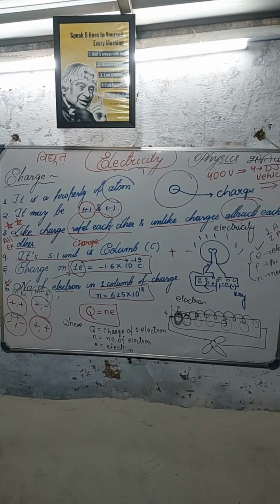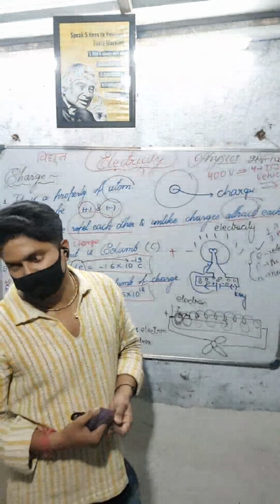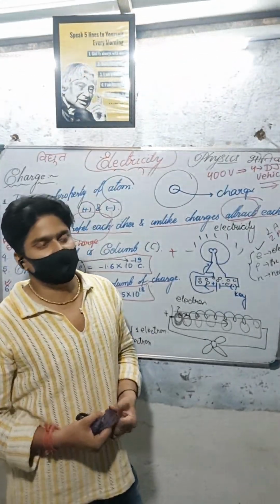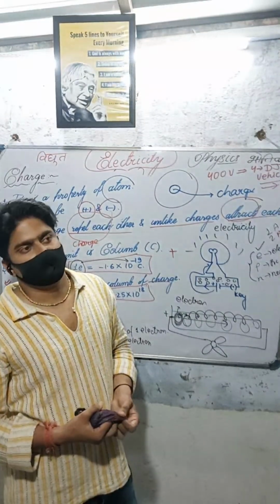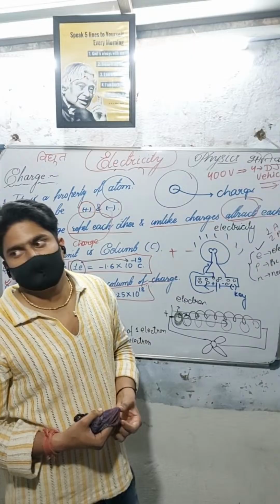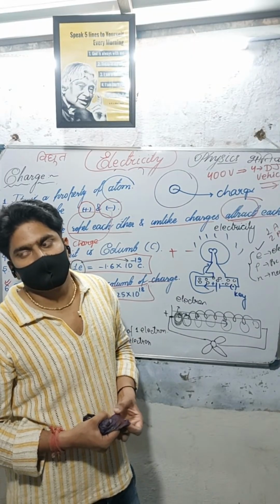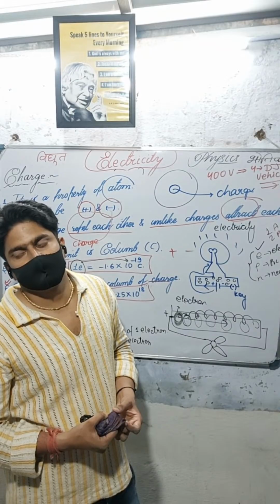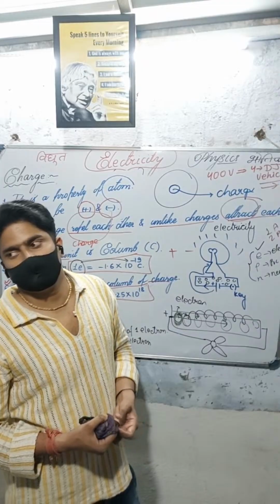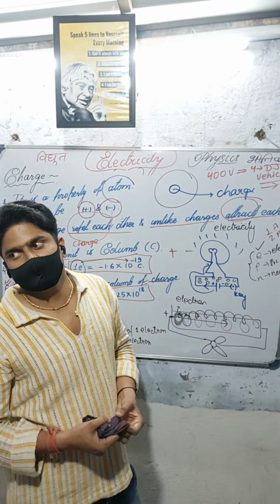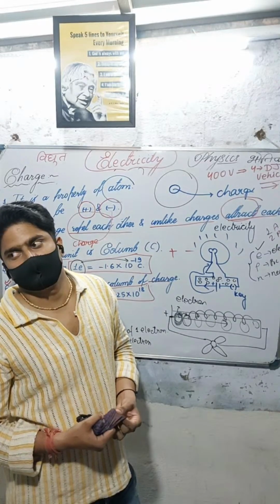Okay. Shruti first. Respond. 1 coulomb charge. Coulomb, right? 6.25 into 10 raised to the power 8. Next, one electron. 1 electron equals to minus 1 upon 6 into 10 raised to the power minus 9.